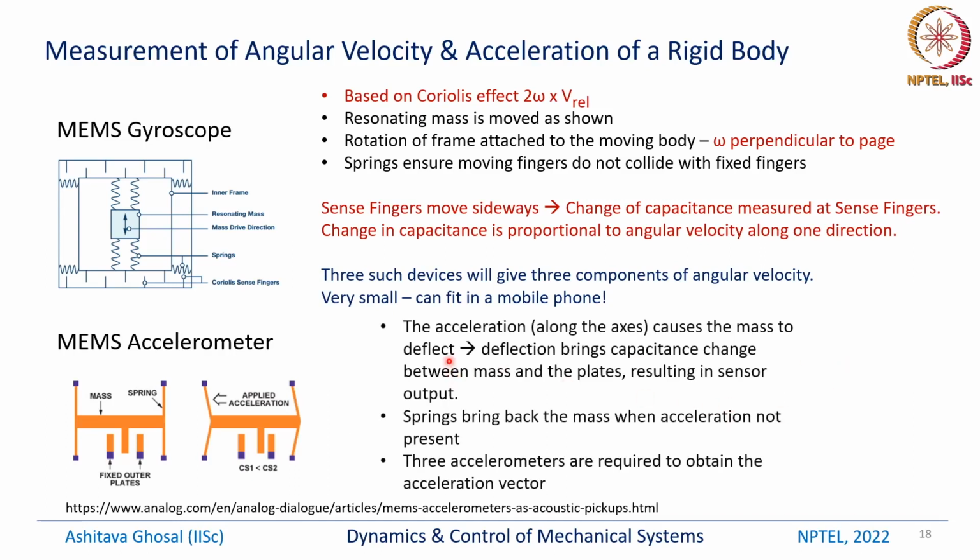So this is basically whatever I said is listed here. The acceleration along the axis causes the mass to deflect. Deflection brings capacitance change between the mass and the plate, resulting in a sensor output. The springs will bring back the mass when the acceleration is not present. And if you have three such accelerometers mounted in three perpendicular directions, we can get the three components of the acceleration.